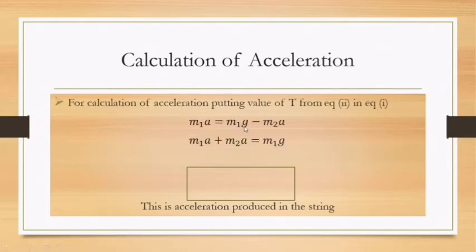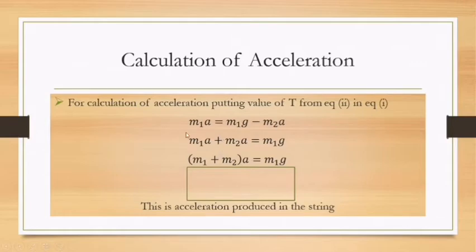m1a is equal to m1g minus T, and T is equal to m2a, so instead of T we put m2a. Here m2a is subtracting; when we shift m2a to the left hand side, it is added. So m1a plus m2a is equal to m1g.